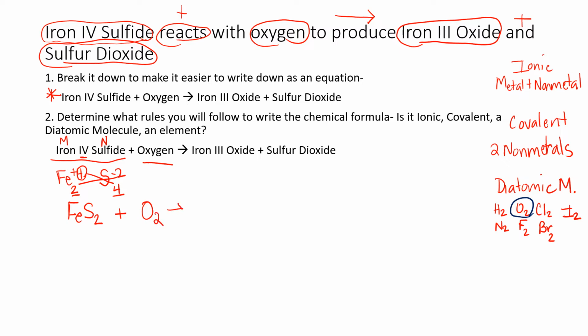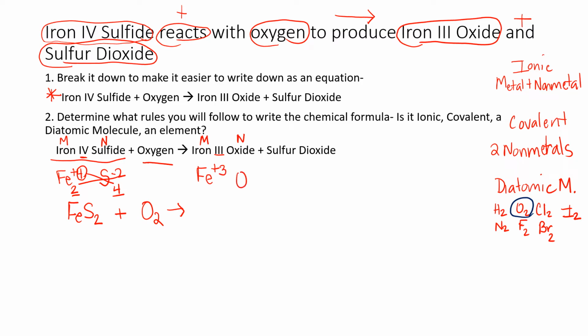Okay, then we have our little arrow for produce, and then it says that it produces iron 3 oxide. Okay, same thing with the first one. Iron is a metal, oxygen is a nonmetal, so this is ionic. So we're going to have to find the ions. So iron is a positive 3 because it's a Roman numeral 3.